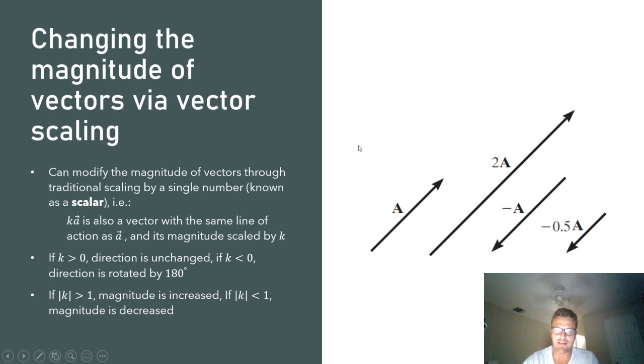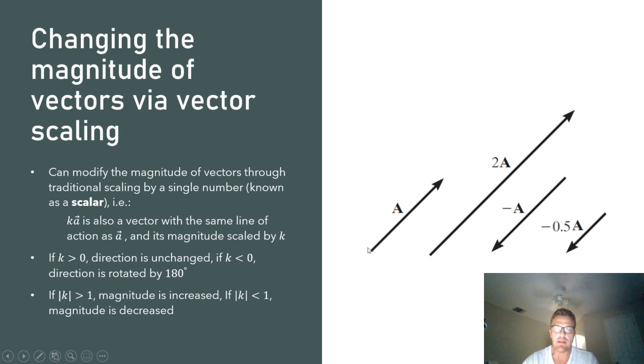And visually, this is a lot easier to see than to explain. Here I have a vector a. When I scale by 2, since 2 is positive, direction remains unchanged. And since 2 has an absolute value that's larger than 1, that increases the magnitude. Key point to note, when I scale by -1, that doesn't change the magnitude, but it just rotates the vector 180 degrees about the line of action.